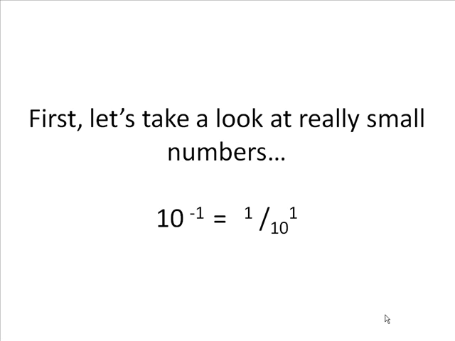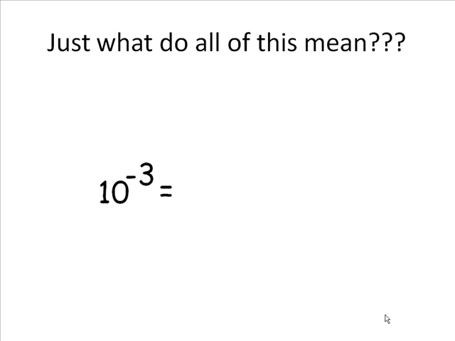10 to the negative 1 is just 1 in the numerator and 10 to the first power in the denominator. That pattern holds true: 10 to the negative 2 is just 1 in the numerator and 10 squared in the denominator. 10 to the negative 3 is just 1 in the numerator and 10 cubed in the denominator, and so forth with negative 4. We have 1 in the numerator and 10 to the fourth power in the denominator, and likewise with 10 to the negative 5. But what does all that mean? Let's take a look at that.